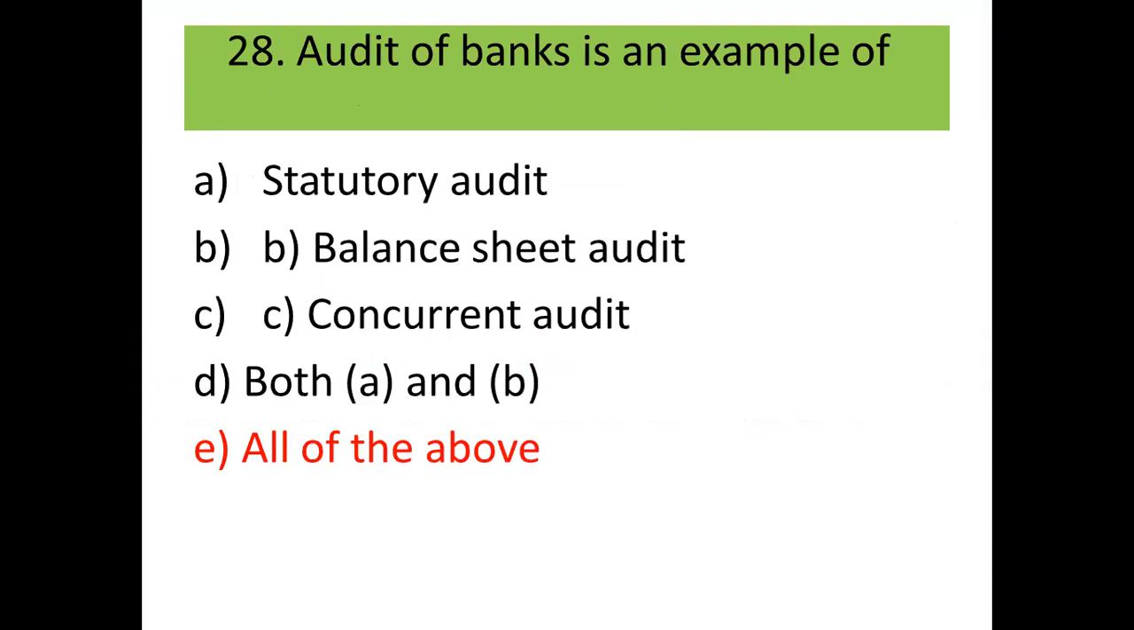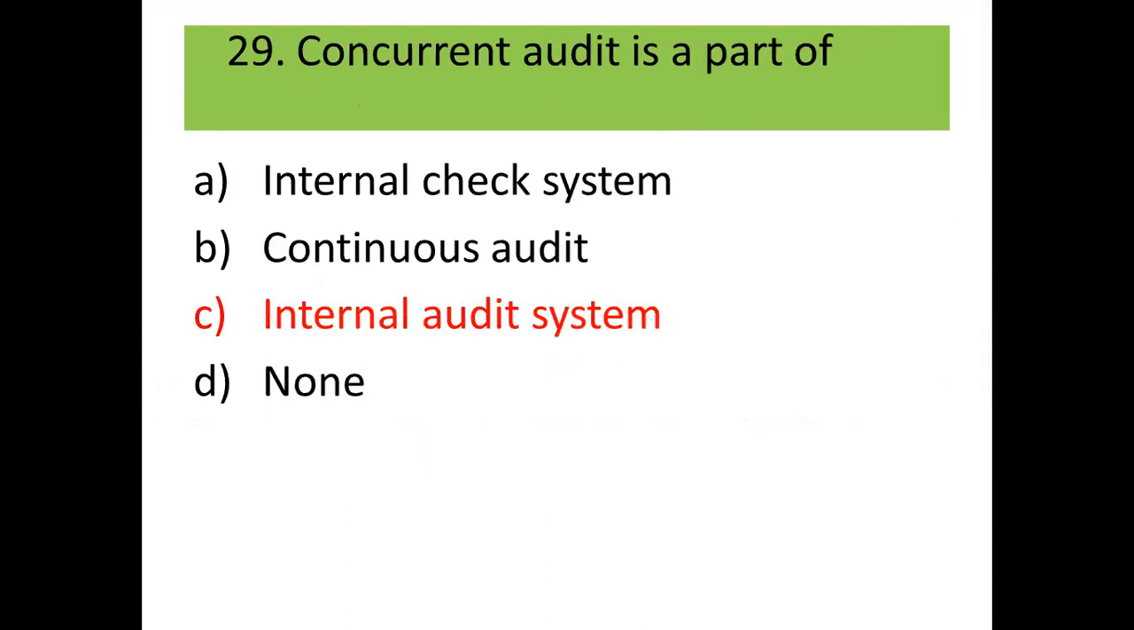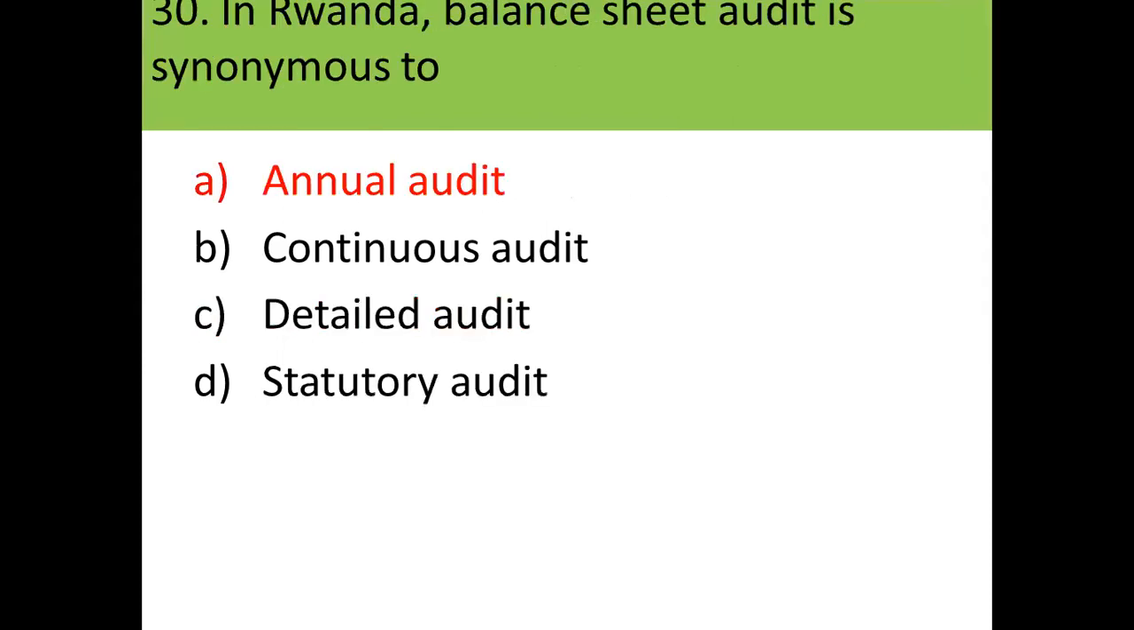Audit of a bank is an example of statutory audit, balance sheet audit, current audit, both A and B, all of the above. The right answer is all of the above: they are all audits of a bank. Concurrent audit is part of internal audit systems. In Rwanda, balance sheet audit is an annual audit.